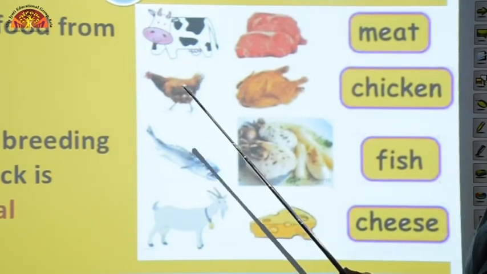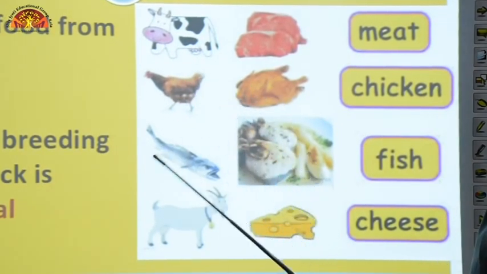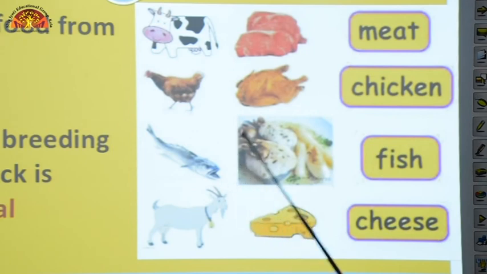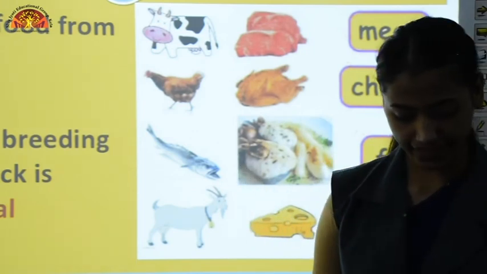Here is a list of the products which we obtain from animals, like from cow we get milk and beef, from hen we get chicken and eggs, we get fish, and from goat we get milk and cheese. So many items are there. So this is food from animals.